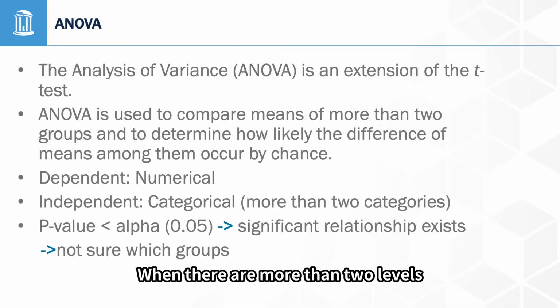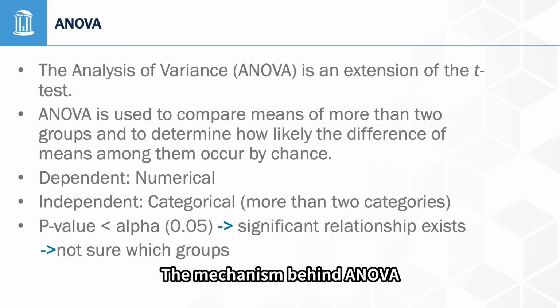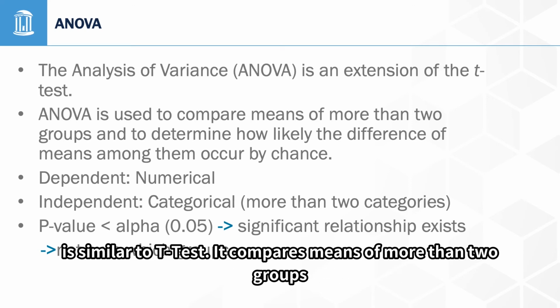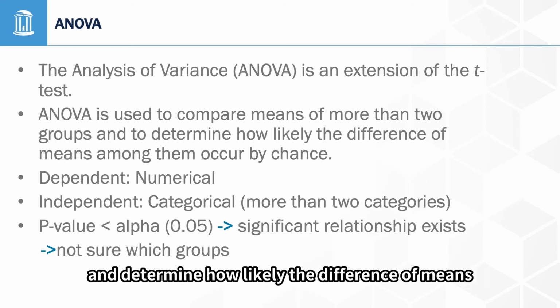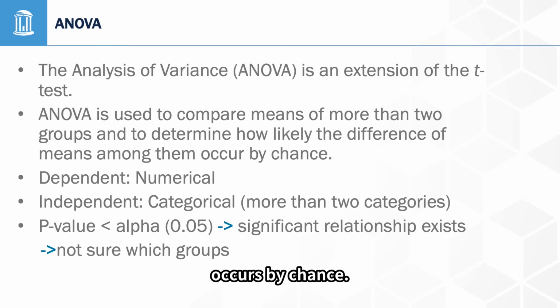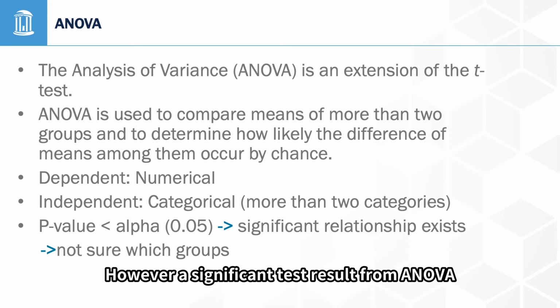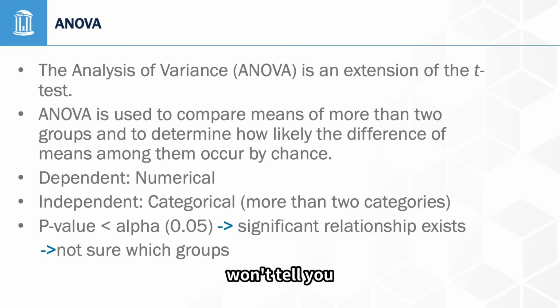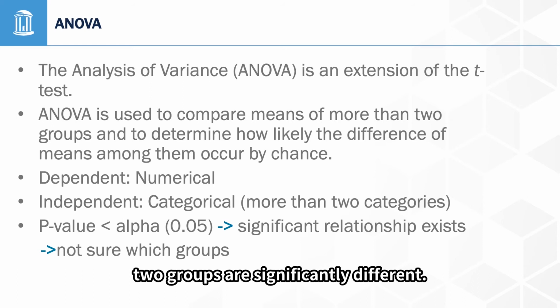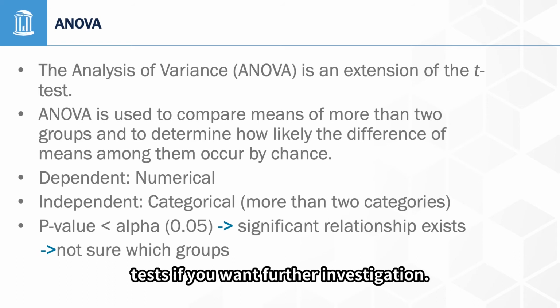When there are more than two levels in your categorical variable, the t-test will not be applicable anymore. Here we need ANOVA. The mechanism behind ANOVA is similar to the t-test. It compares means of more than two groups and determines how likely the difference of means among them occurs by chance. However, a significant test result from ANOVA won't tell you exactly which two groups are significantly different. You will still need to conduct more tests if you want a further investigation.